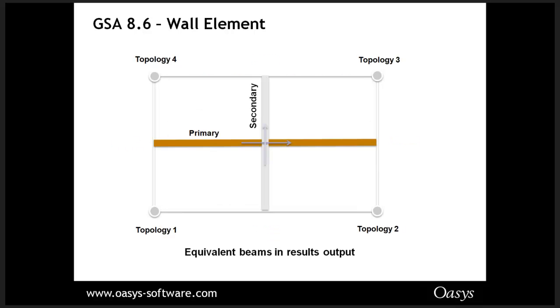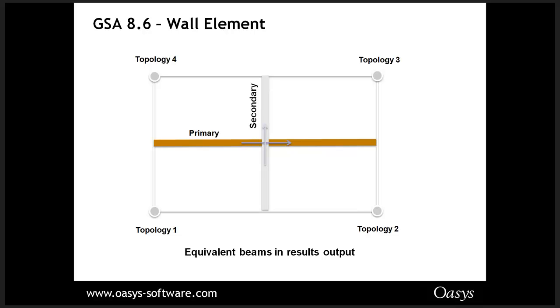As said, we present wall element results by equivalent beam or wall stick. So here shows the equivalent beam. One is called primary, another one called secondary. I think you will see clearly on this diagram.